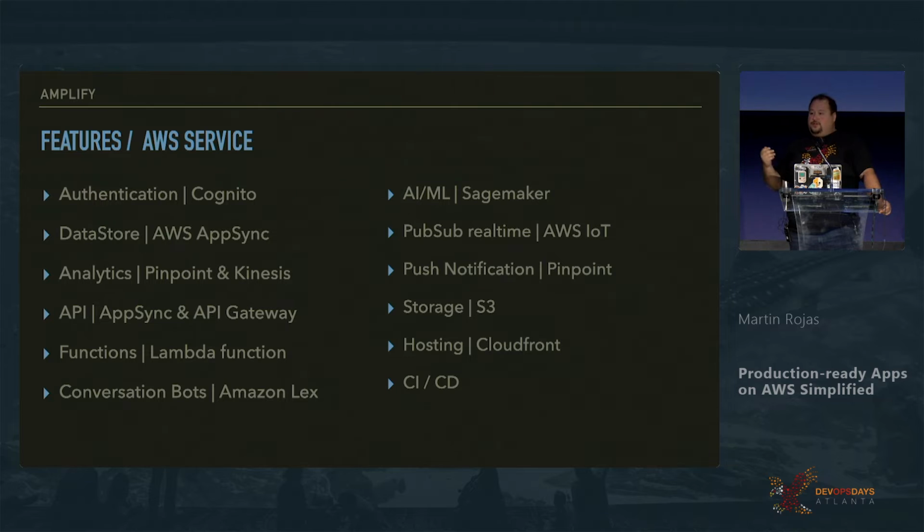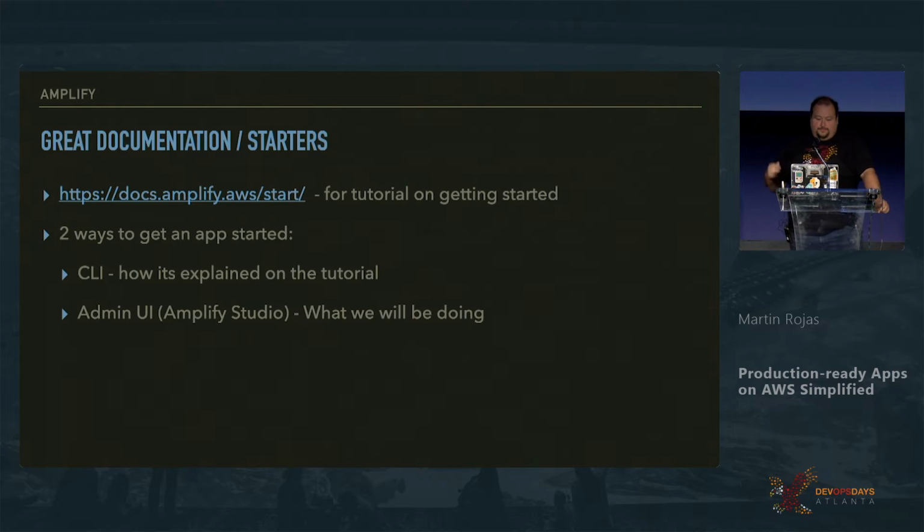For authentication, you've got Cognito. For your data and your APIs, you're using AppSync and API Gateway. As you go through it, they all line up to the services that enterprises are using, and Amplify is sort of a layer on top of that. They have great documentation to get you started. And there are really two ways that they have it: a CLI tool and an admin.